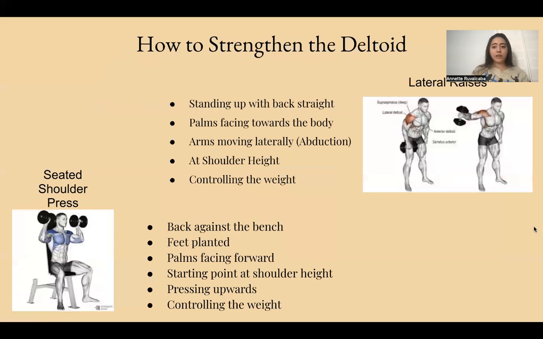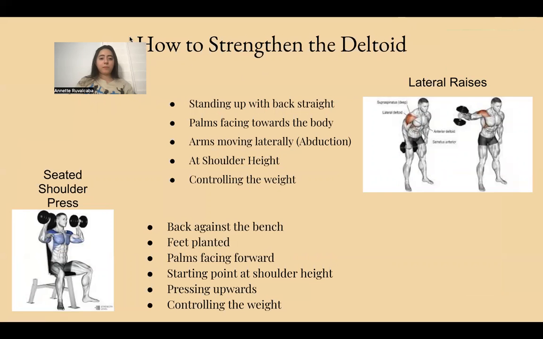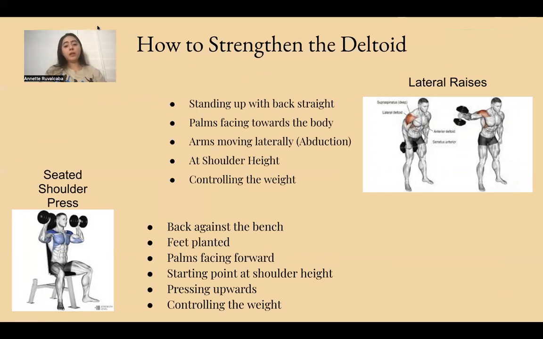And so how we would strengthen the deltoid, these are the two exercises that I chose, starting with lateral raises here. We would be standing up, back straight in a neutral position. Grab a weight that is not too light but not too heavy, just right in the middle. And from here, we want to position ourselves by having our palms facing towards the body.